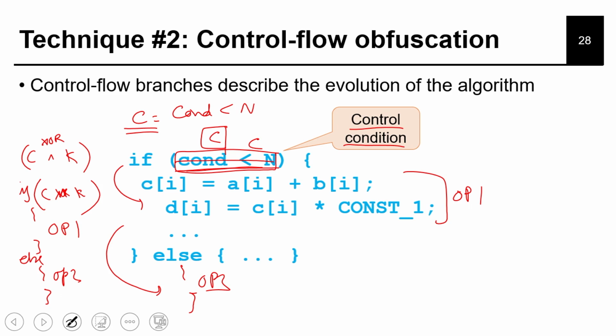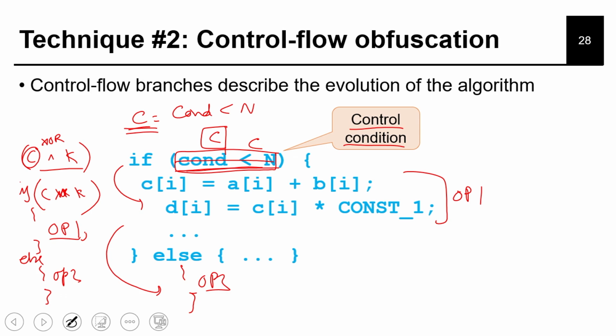So, whatever the actual condition C, I just XOR it with a key. I am saying that the if branch operation is OP1 and the else branch is OP2. If C XOR k, then you do these operations, else you do these operations. Is it always correct? How will it execute now?